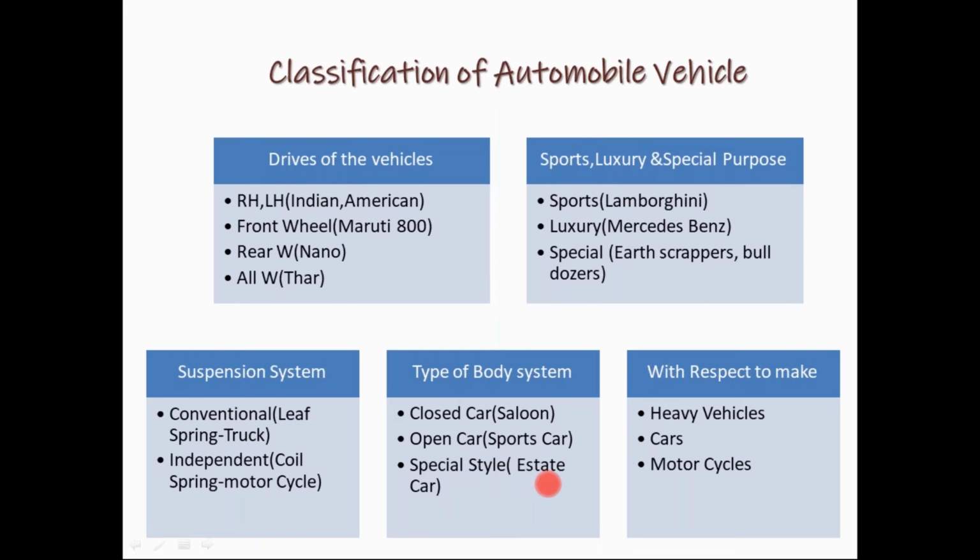Then the special type, that is the estate car, we call it. You may give an example such as the Ambassador related to special style. Then with respect to the make, it is either a car, a heavy vehicle, or a motorcycle. So based on the make of the automobile, we classify it. So this was all about the different types of classification.